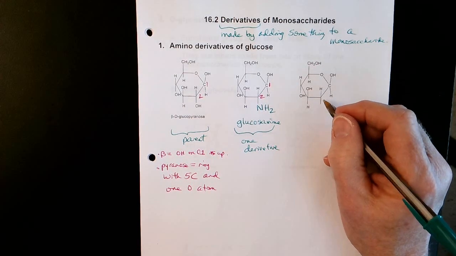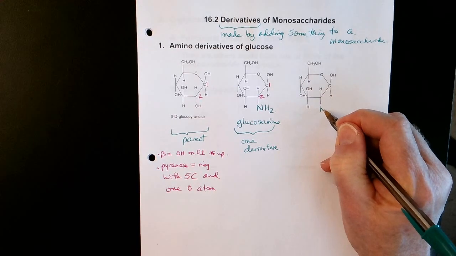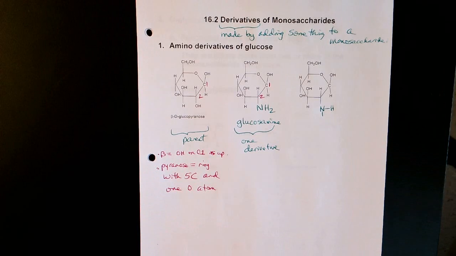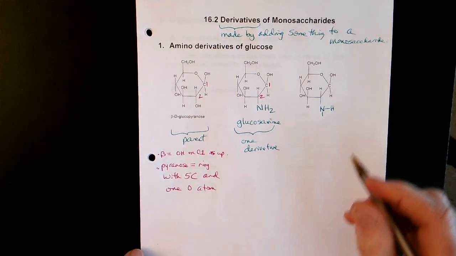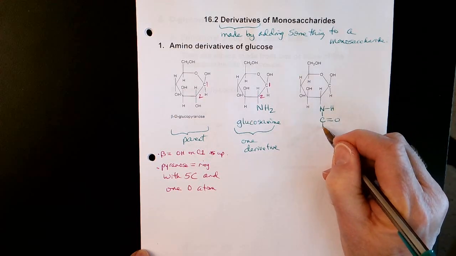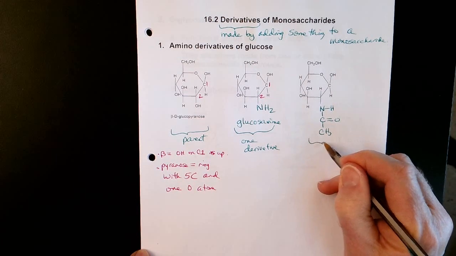And then there's another version that says, well, okay, why stop with that? We know how to make derivatives of amines. You would have had a chapter on that as part of your organic class. Let's say that we are not content with the amine. We want to make an amide out of it. That's another derivative.